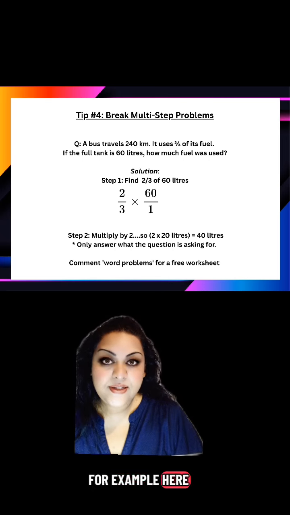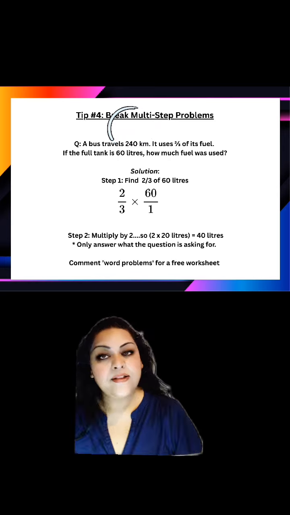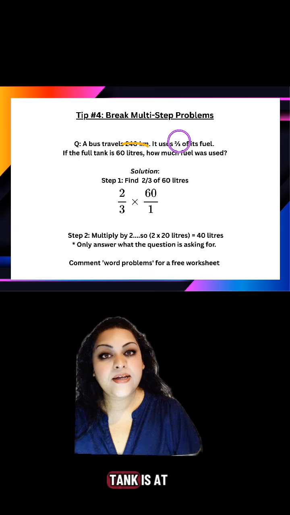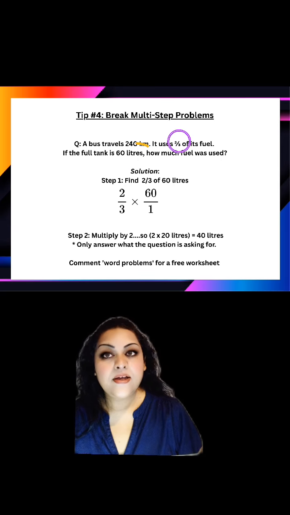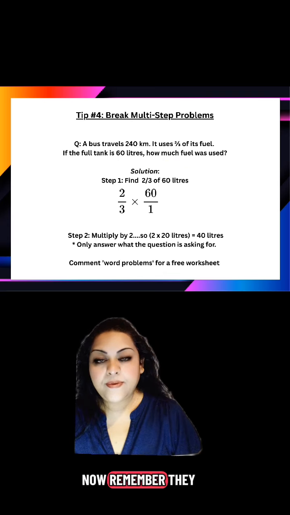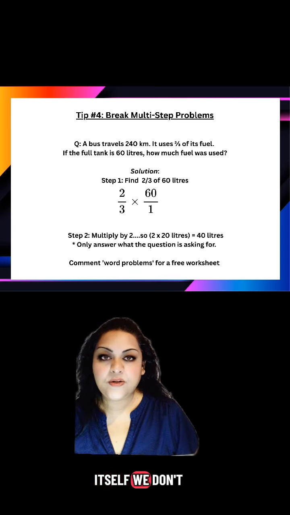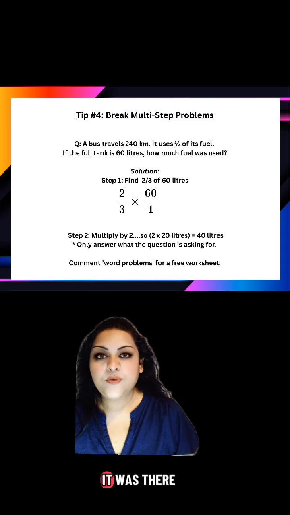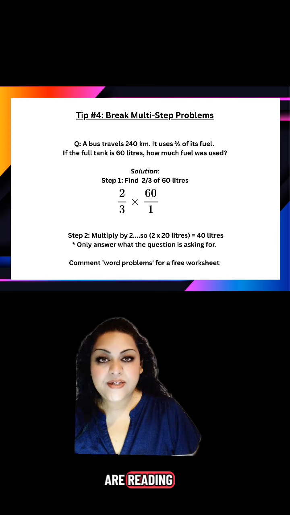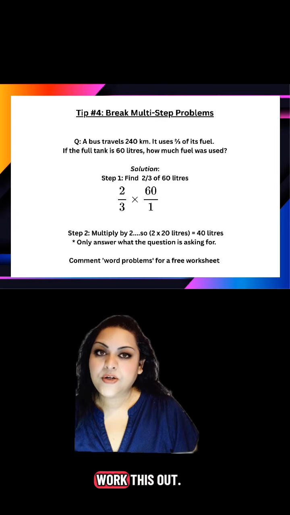For example, here they tell us that a bus travels 240 kilometers. Then they tell us that it uses two-thirds of its fuel and the full tank is at 60 liters. The question is, how much fuel was used? Now, remember they started off with 240 kilometers. From the question itself, we don't need that distance at all. It was there to try and trick us, to make us be careful when we are reading, but it basically means that we are not using it. So let us work this out.